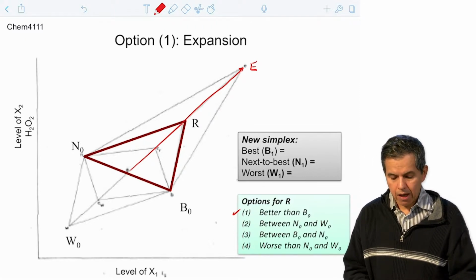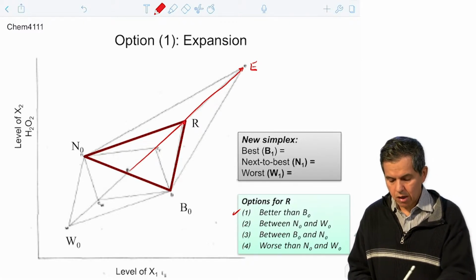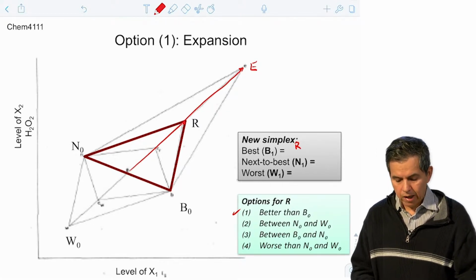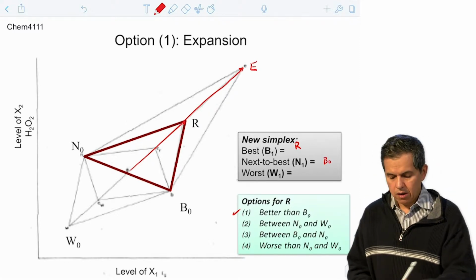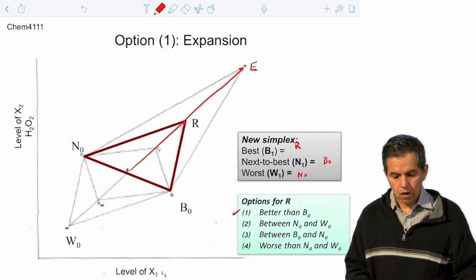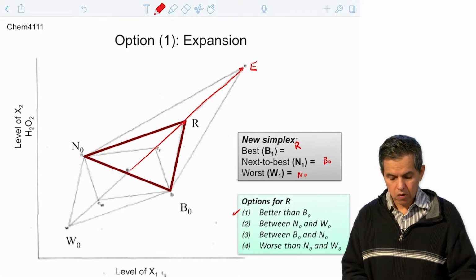So what we can say now is that once we do the measurement, we're going to be able to decide whether, with this R point that we just did, we can say that this R point was best. So now this R point is the new best that we have. The next to best is going to be the best that we had before, B naught. And the worst point now is the next that we initially had here. So that's one possibility. But let's think about case 2.